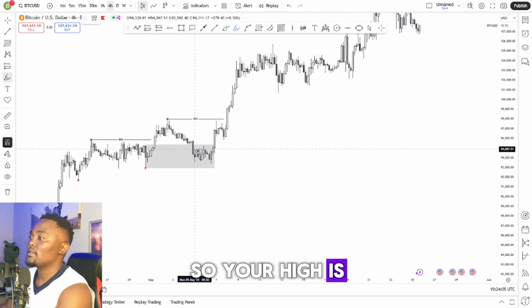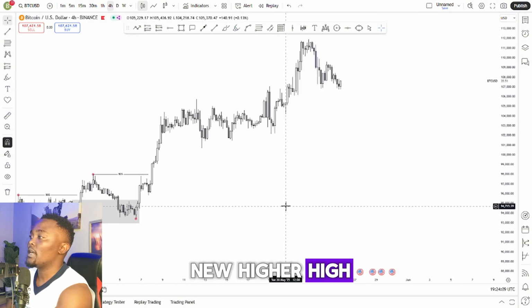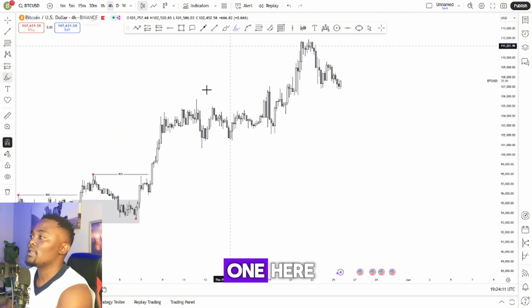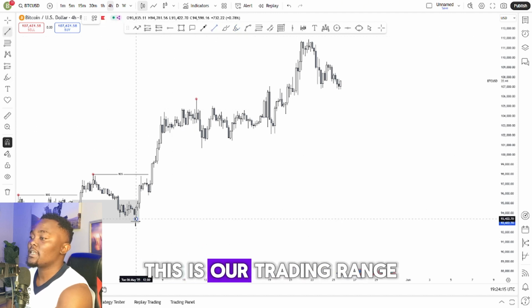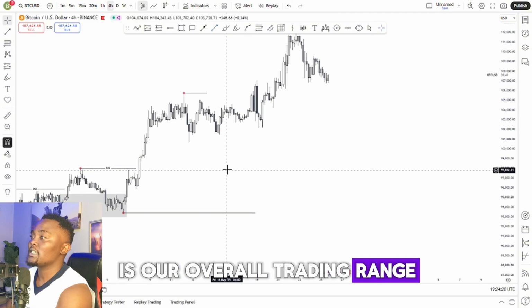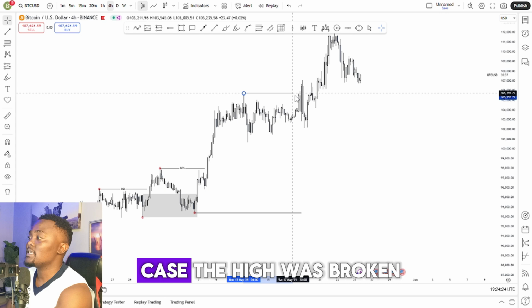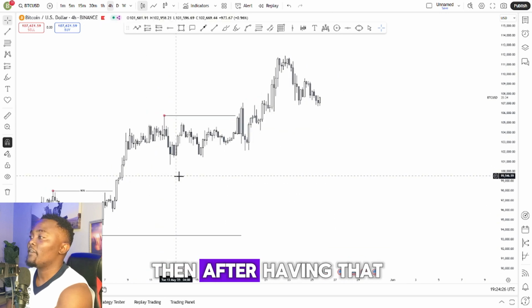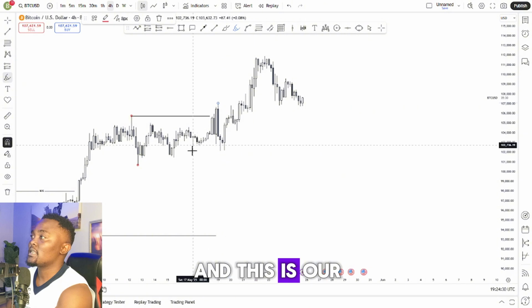So your high is here, then this is your low, then you expect your new higher high, of which is this one here. And after even that high, we obviously know that this is our trading range. From this low to this high is our overall trading range, up until maybe the low is broken or the high is broken. But in this case, the high was broken. Then after having that, we know that this is our new lowest point and this is our new high.